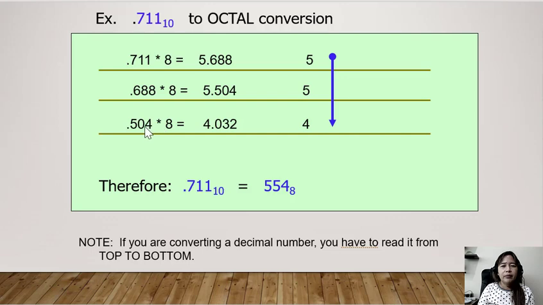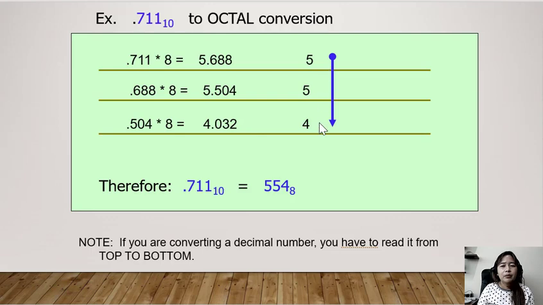And then 0.504 times 8 is 4.032. Again, set aside 4, and continue multiplying 0.032 by 8 if you need one more digit, and so on and so forth. So, again, if your faculty or your teacher in charge asks you to submit up to 4 decimal places, then that would mean you'll have to multiply 0.032 one more time by 8.